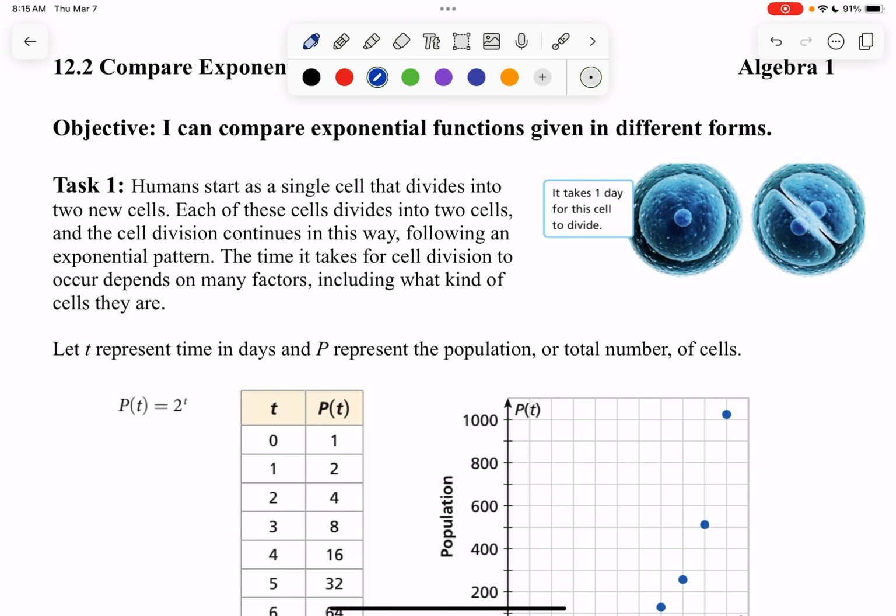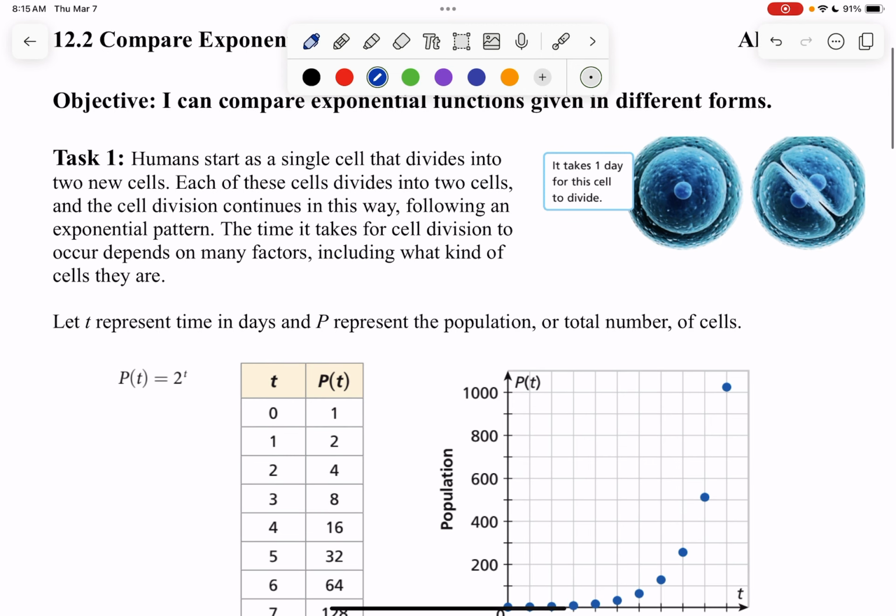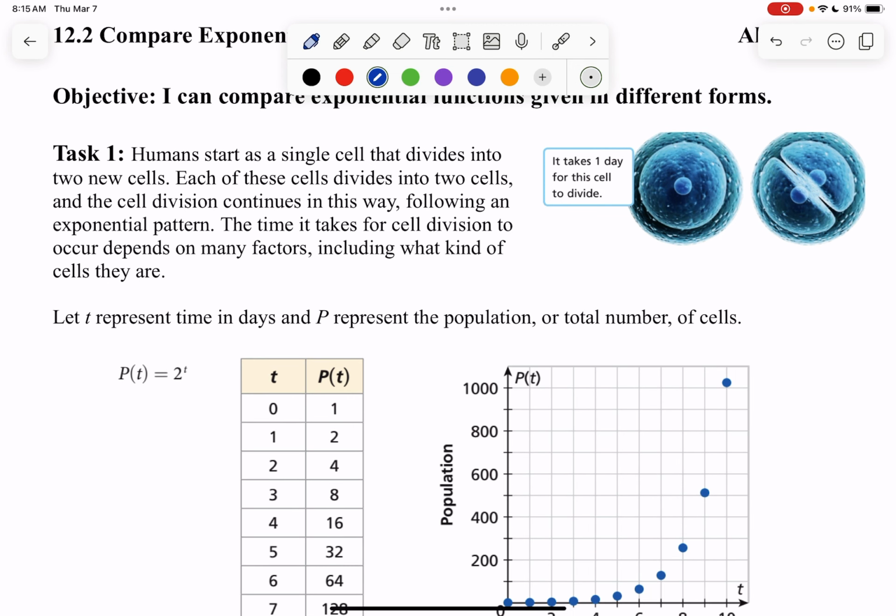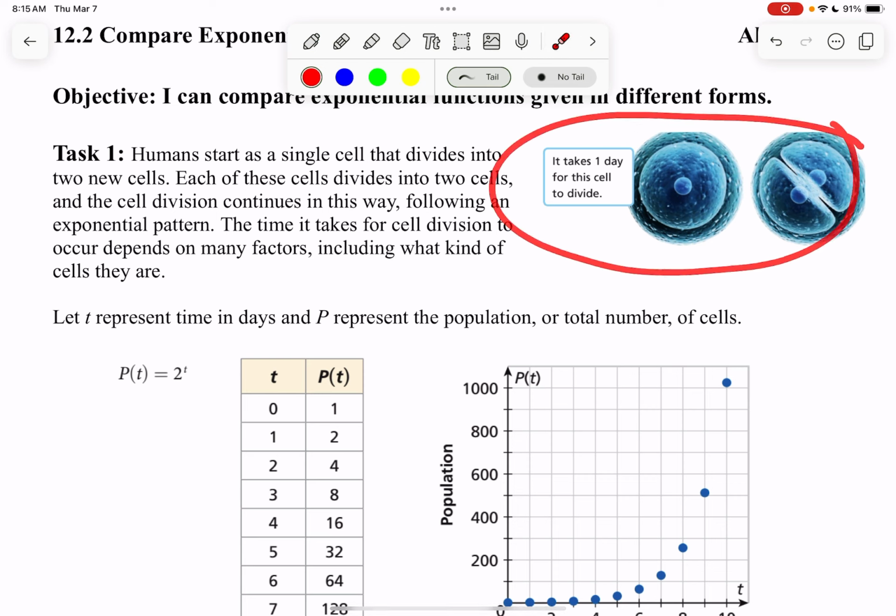So first we're going to start here with cell division. Humans start as a single cell that divides into two new cells. Each of these cells divides into two cells, and the cell division continues in this way, following an exponential pattern. The time it takes for cell division to occur depends on many factors, including what kind of cells they are. We're looking at these kinds of cells over here that take 1 day to divide.